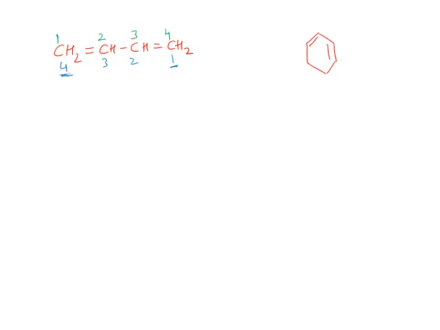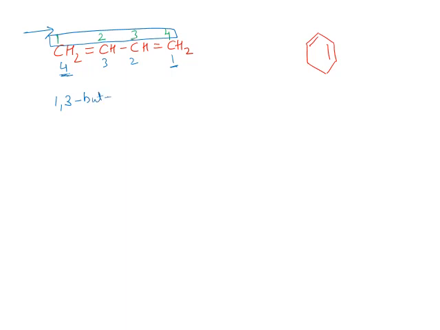So now let's see if we start from left to right. If we are assuming this is the right numbering, I can write the name of this as 1,3. How many carbons do we have? We have 4 of them. 4 is but, so but.